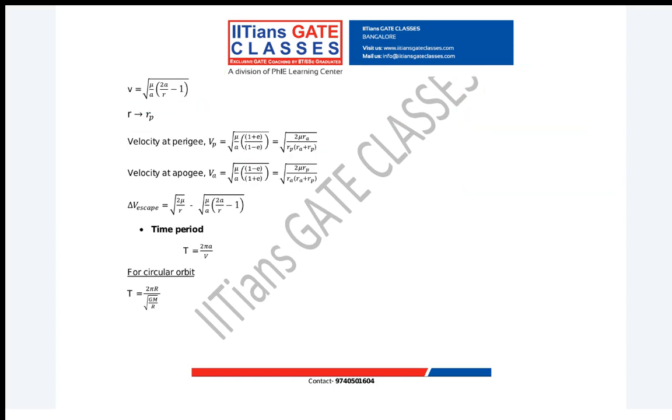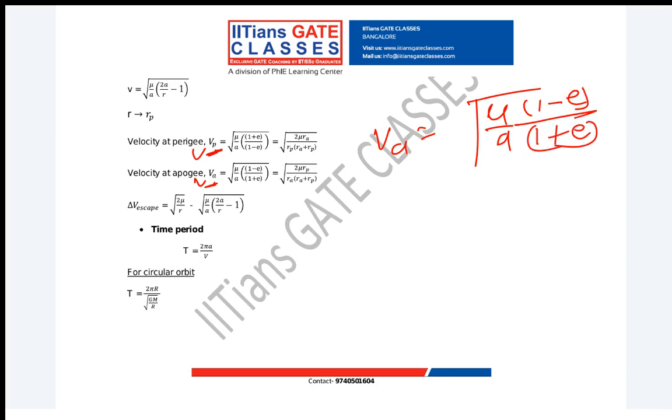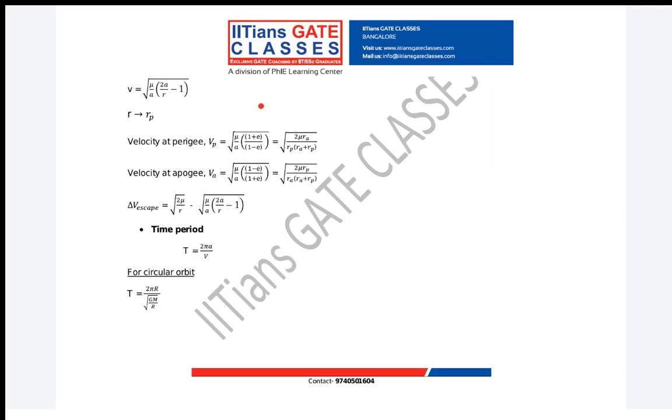Now guys, Vp we know. Same way, we can find Va, velocity at apogee. So what is the difference? You can see this will be higher, this will be lower, and Va is coming how much? Root of mu by a times 1 minus e upon 1 plus e. It's just, you can see the Vp will be higher because it is 1 plus e upon 1 minus e. Now guys, please remember this formula.